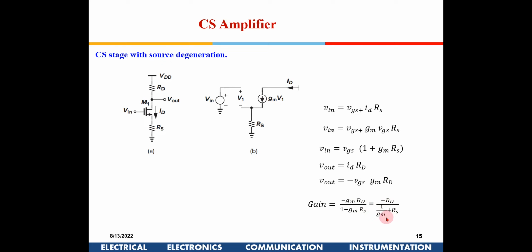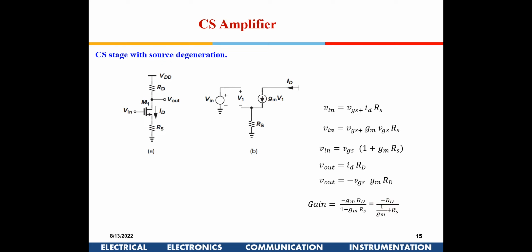Till now we talked about, since RS is going to be much higher than 1 by GM, we neglected that and wrote the gain as minus RD by RS. But here we are not going to neglect this. We are going to take this into consideration. Is this okay with all of you?